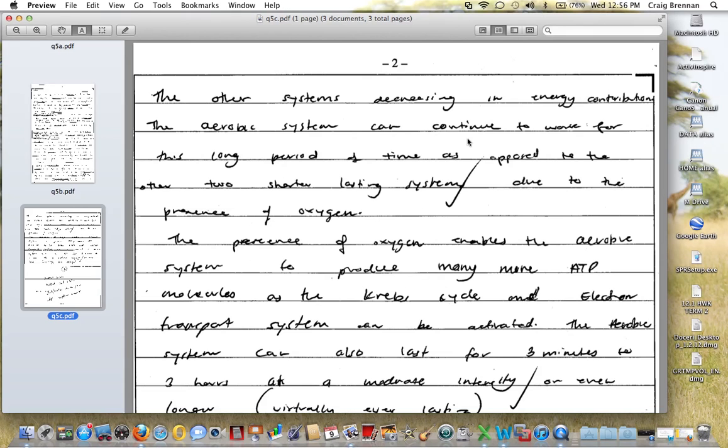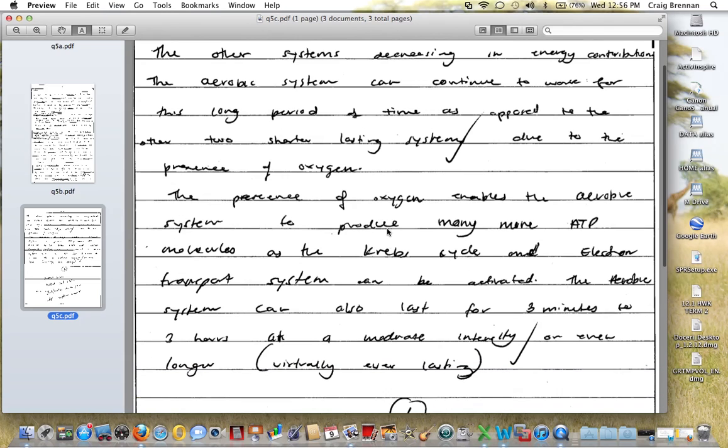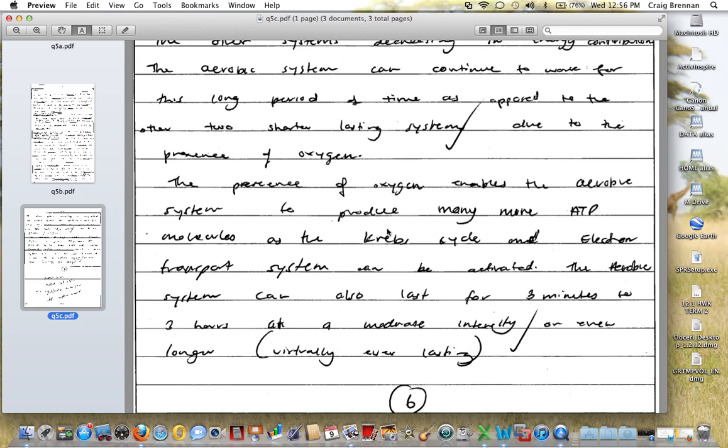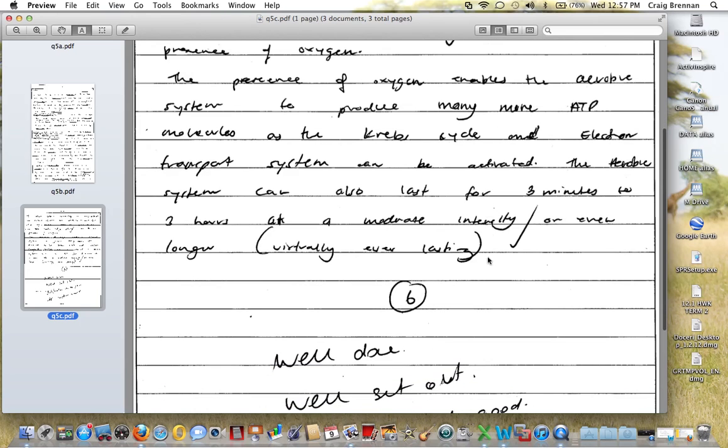The aerobic system can continue to work for this long period of time as opposed to the other two, shorter-lasting systems, due to the presence of oxygen. The presence of oxygen enables the aerobic system to produce many more ATP molecules as the Krebs cycle and electron transport system can be activated. The aerobic system can also last for 3 minutes to 2 hours at a moderate intensity or even longer, virtually everlasting. It would have been nice to have some form of a final justification here, reinforcing my position, but throughout the whole answer, he's given a very, very good justification.